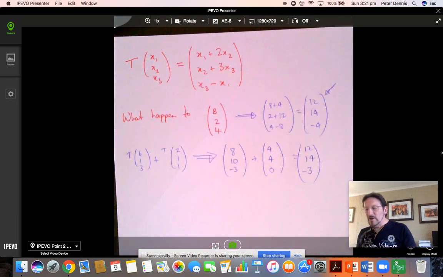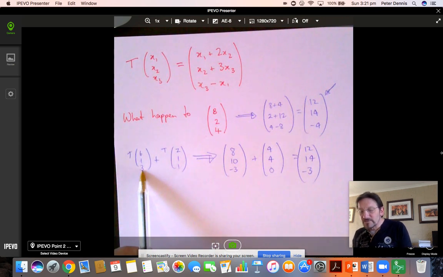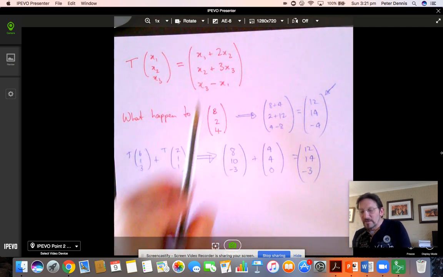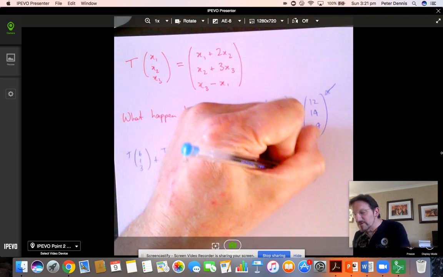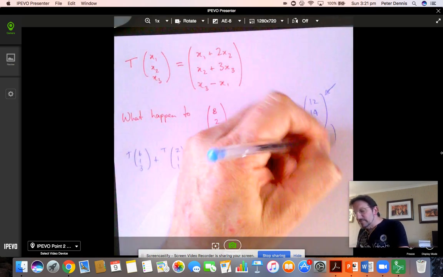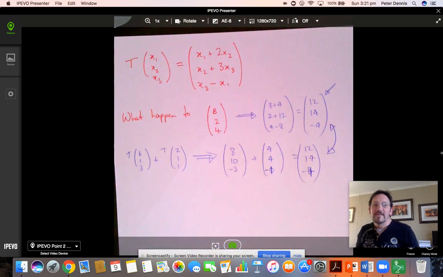So I'm hoping I made a mistake somewhere along the way here. x3 is 3 minus 6, which is minus 3. Here it is 1 minus 2, so that actually should be minus 1, so minus 4. Sorry about that, that was a bit of a mistake. But as we said, these two things should be the same. So at least we've got a chance that this is linear.